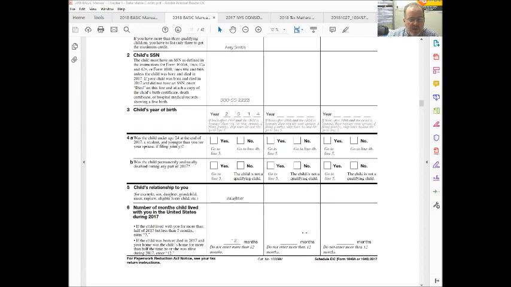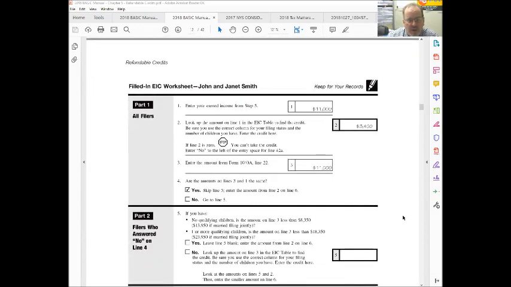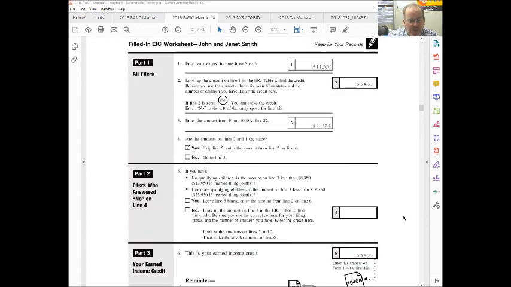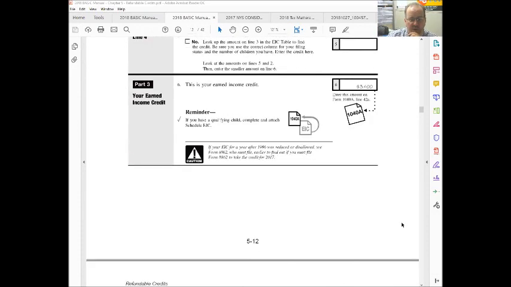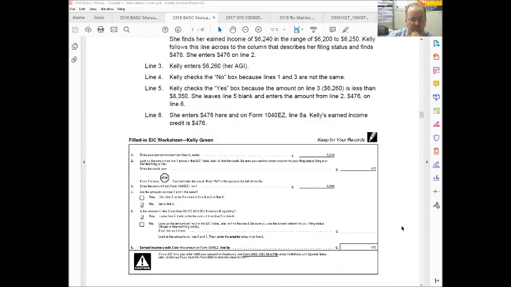We have the relationship test and the residency test. So you can see these all work just about the same as when we talked about the qualifying child. We have the calculation here of the earned income credit. In this case, with their $11,000 of earned income between the two of them, they get an earned income credit of $3,400, which is a pretty good situation.